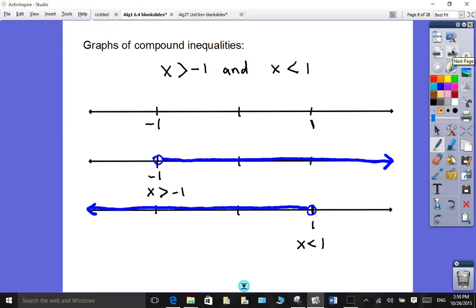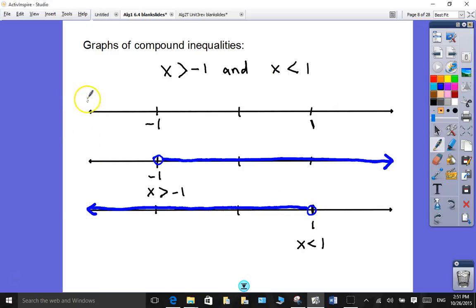Okay, now let's try x is greater than -1 and x is less than 1. So a graph that x is greater than -1 is on the middle number line, right? Open circle on -1, shaded to the right. The x is less than 1 is on the bottom number line. There's an open circle on 1, shaded to the left.